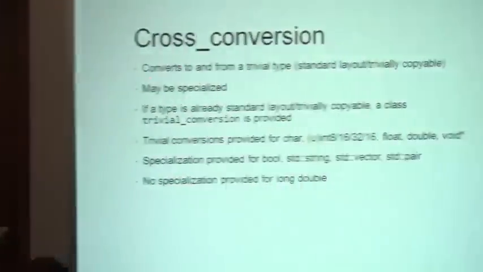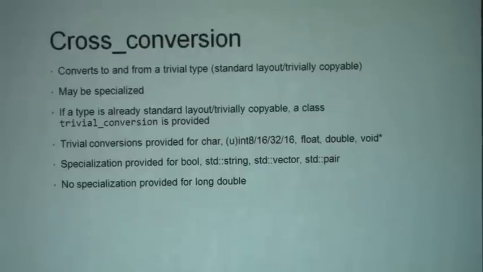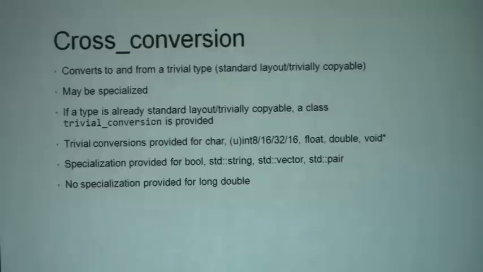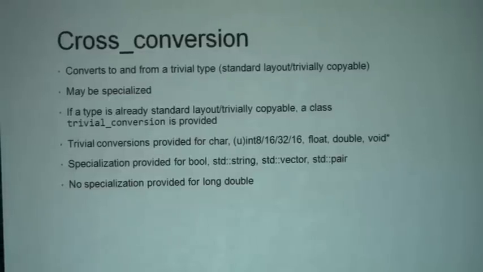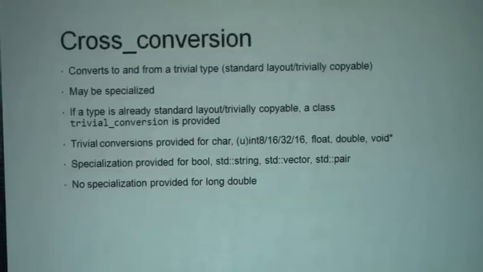For that, we use something called cross conversion. It converts to and from a trivial type. It may be specialized. If the type is already standard layout trivial compatible, there's a class trivial conversion that's provided that you can just inherit from. Trivial conversions are provided for char, int 8, 16, 32, 64, float, double, and void. There are specializations provided for bool, string, vector and pair. There's no specialization provided for long double.